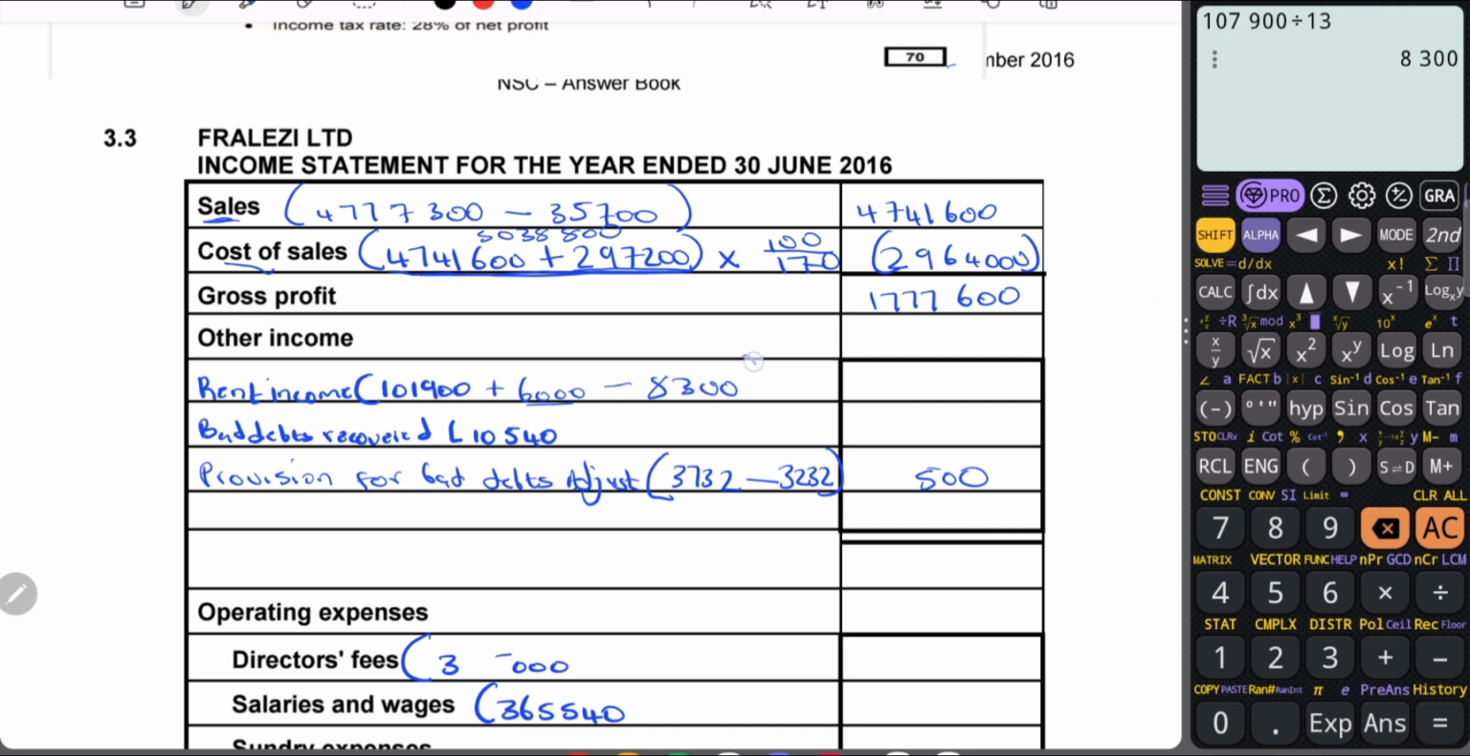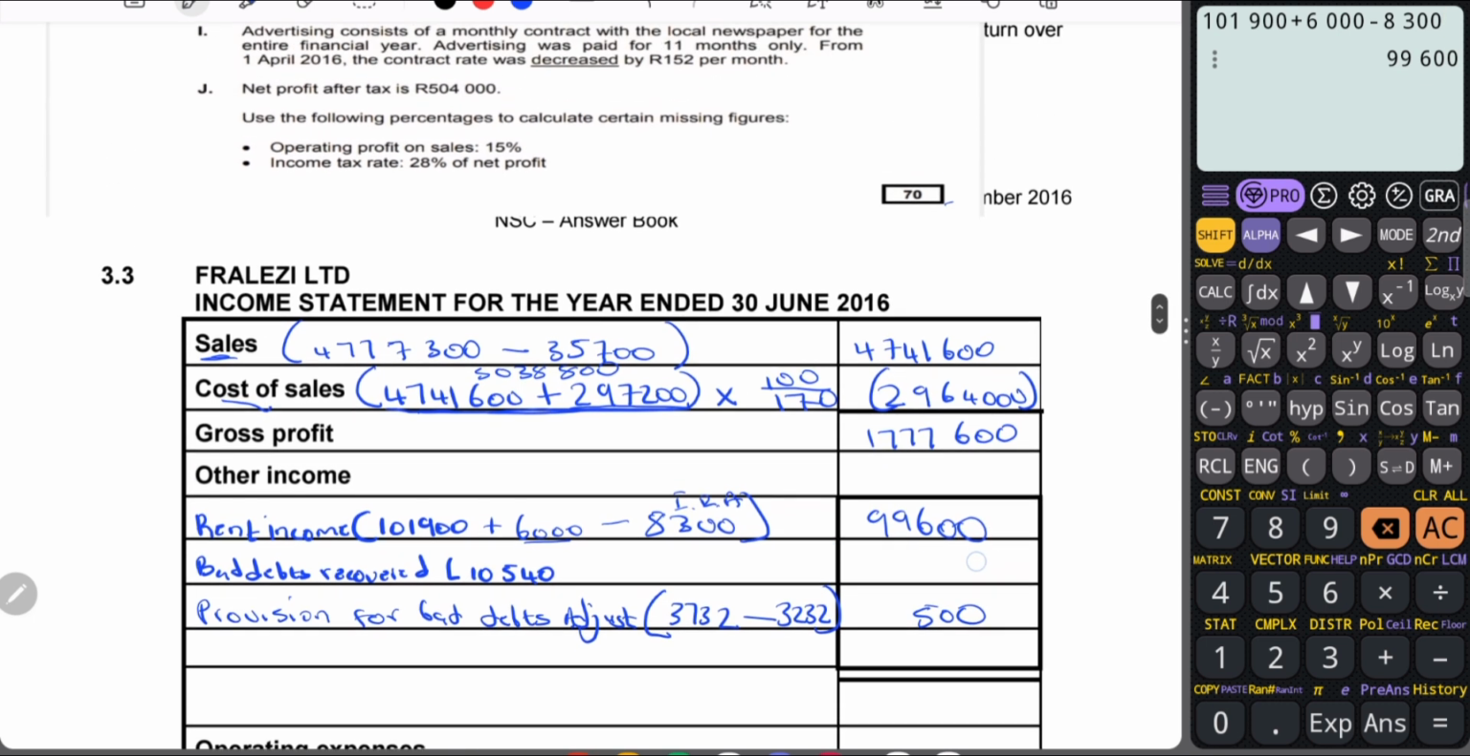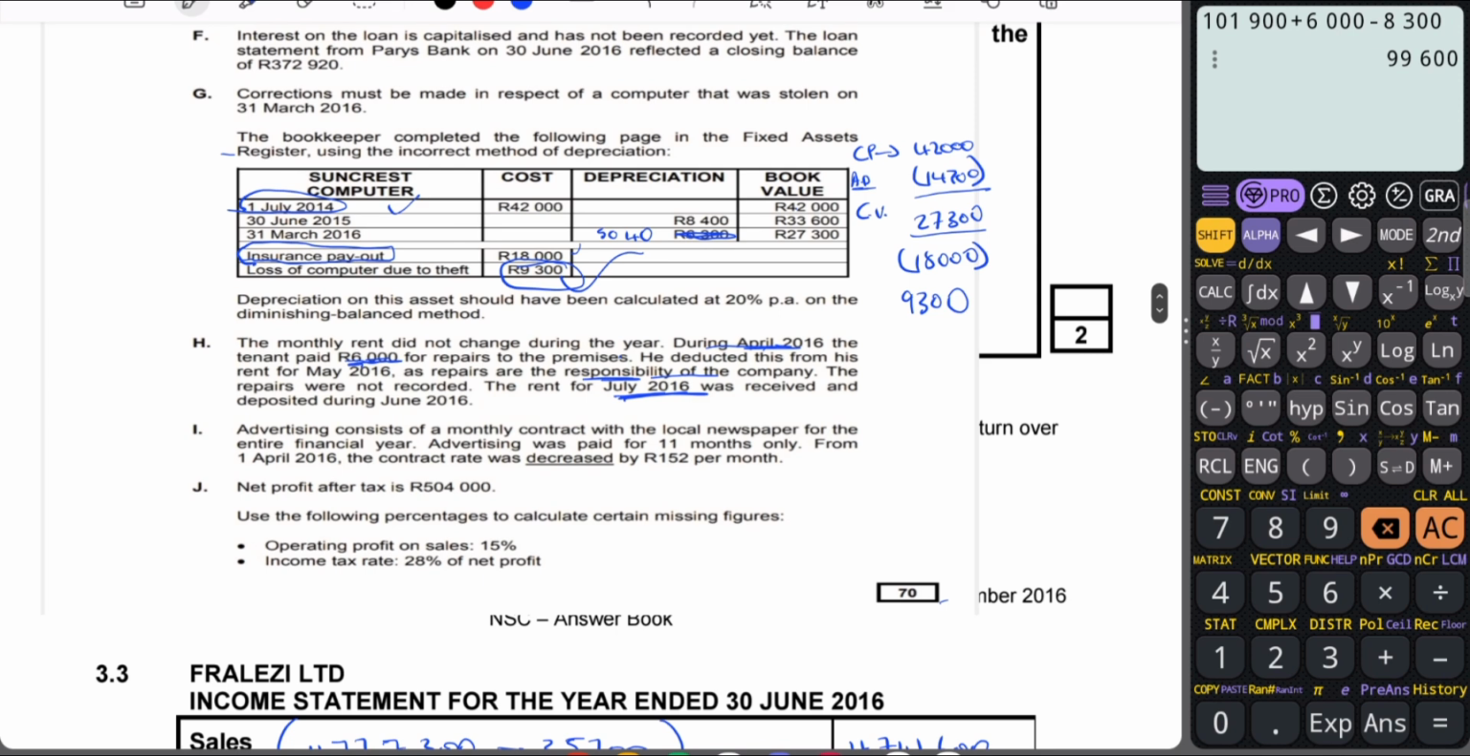Why do we take it out? Because it was paid in advance. So this one is income received in advance. It must go to trade and other payables. Let me get my final amount. Plus 6,000 minus 8,300. I'm getting 99,600 as my rent amount now. Now I'm almost done. Just bear with me.